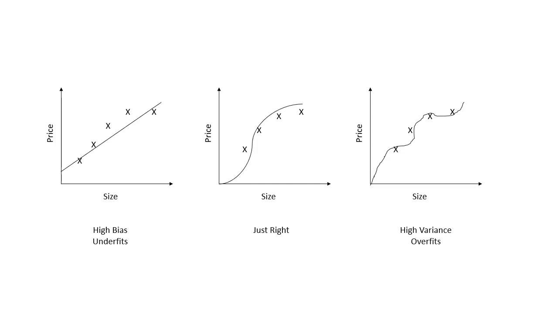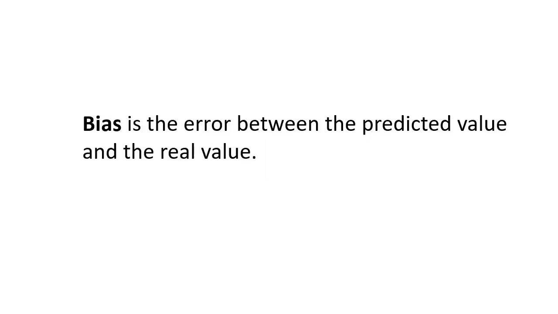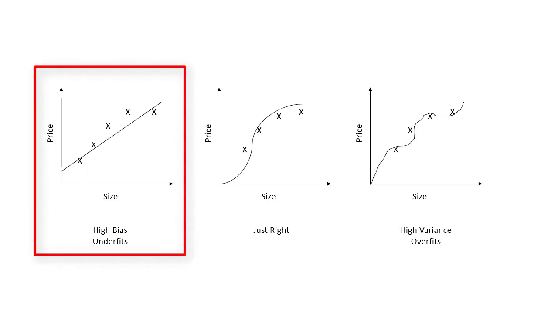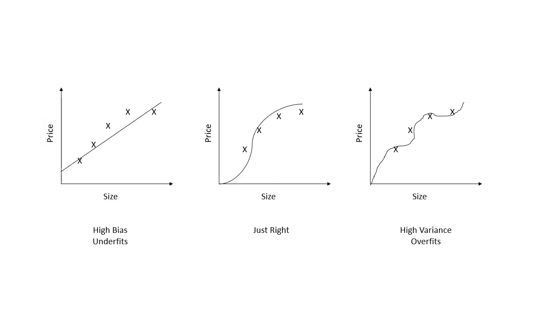Let's define these terms. When we train a model on training data, the error between the predicted value and the actual value is bias. Bias refers to error due to oversimplistic or faulty assumptions of the algorithm. Bias results in underfitting of the data. A high bias means our learning algorithm is missing important trends among the features.